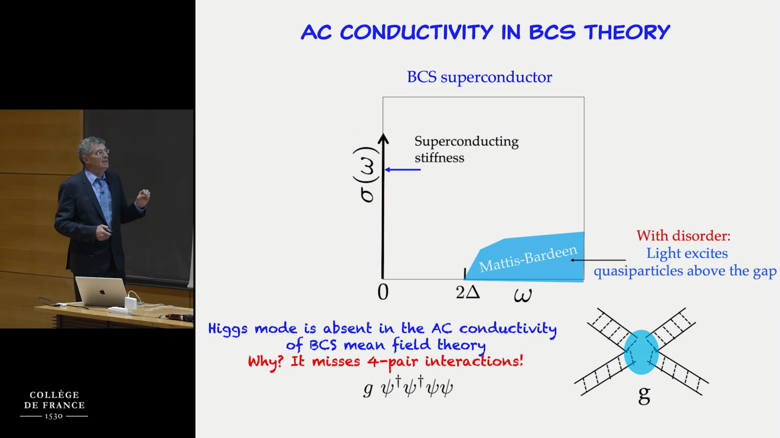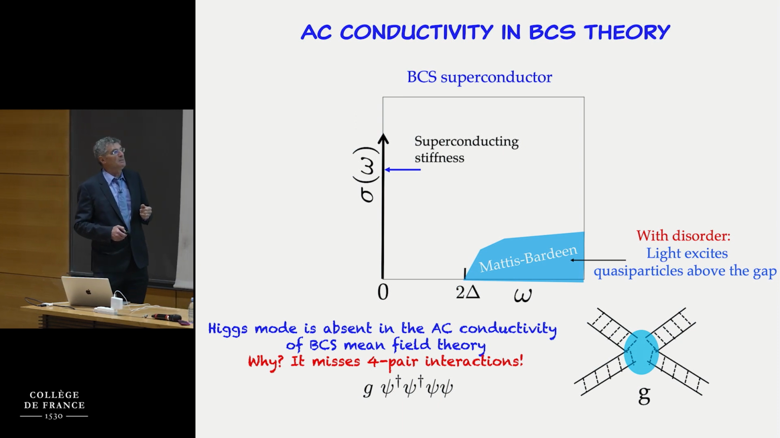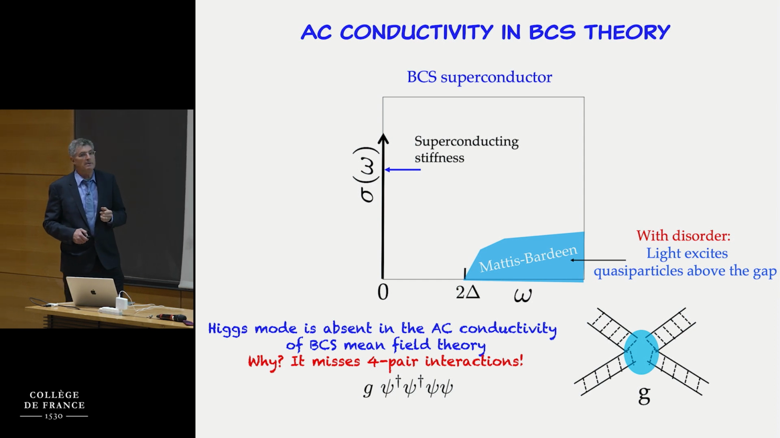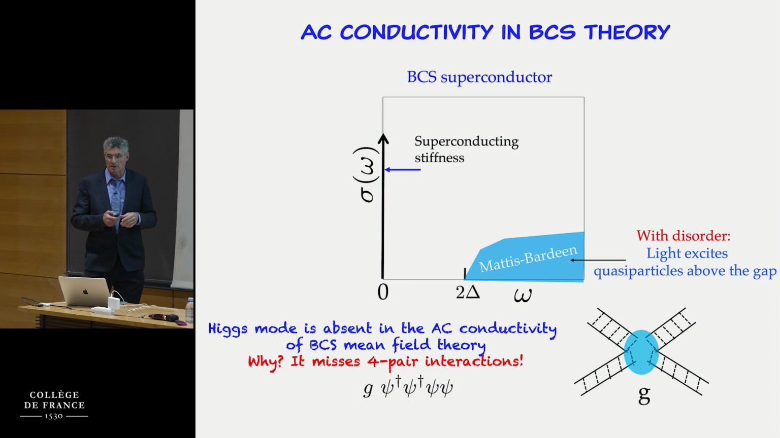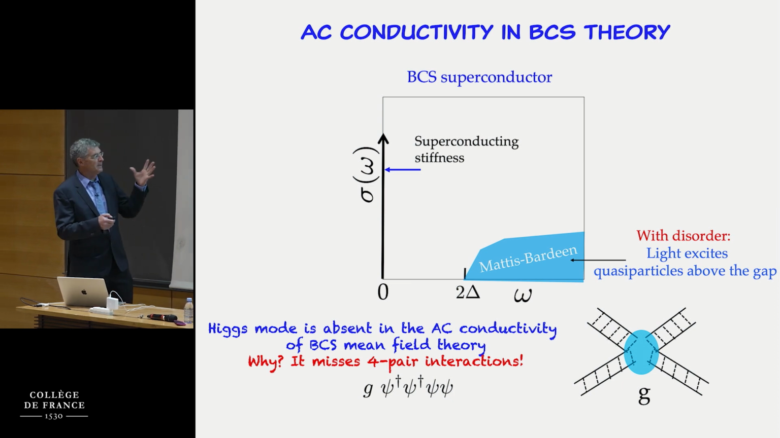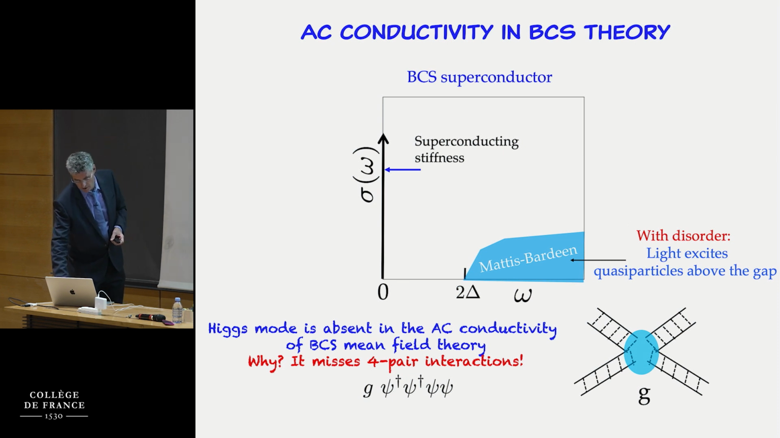2 delta is exponentially smaller than the Fermi energy, and the Higgs could be much larger, and then it would decay into particle-hole excitations, and you won't be able to see anything special. In general, people didn't worry about this Higgs particle in superconductors because of that.